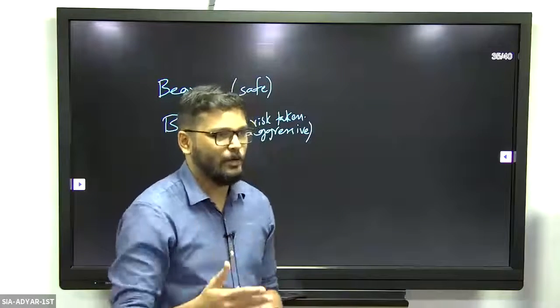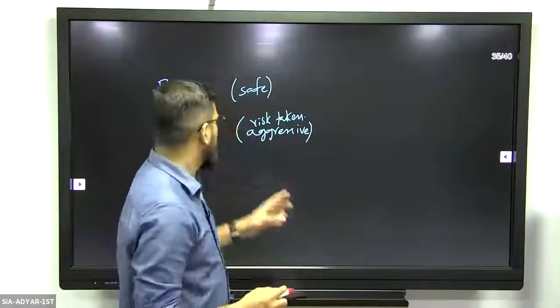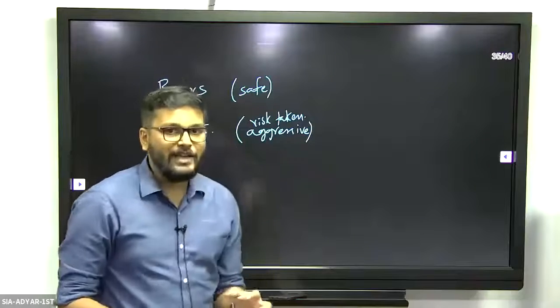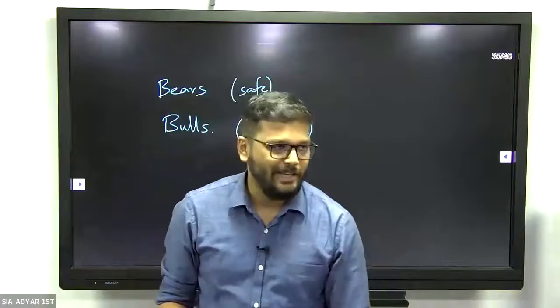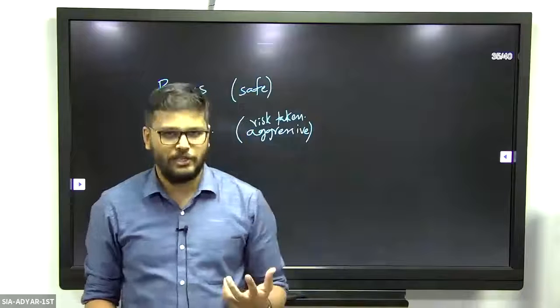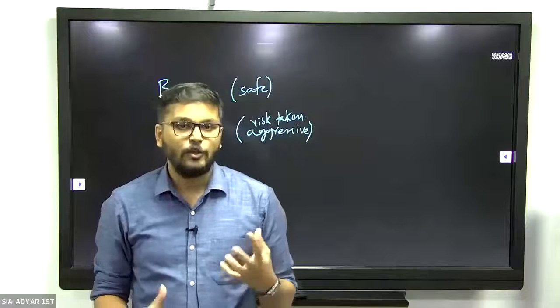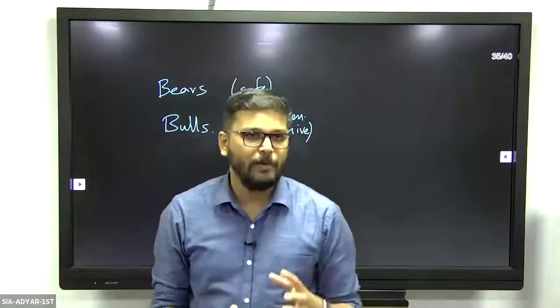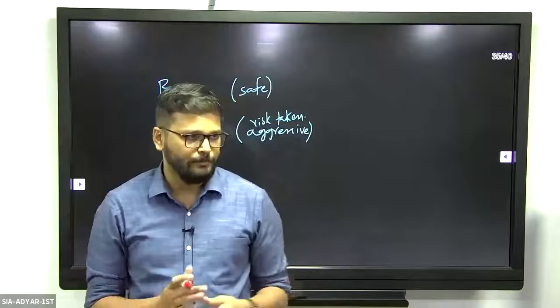Let me try to sell. Let me try to be safe. Okay, that is bears and bulls. Bears are always trying to sell their shares. Bulls are always trying to buy, buy more shares. So bears expect something bad to happen. Bulls expect something good to happen.